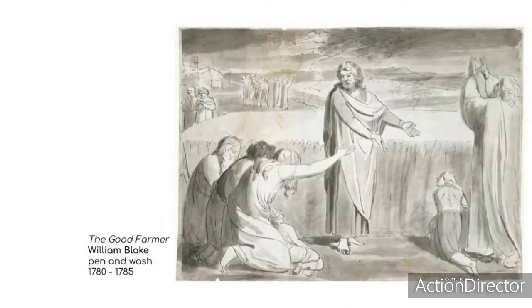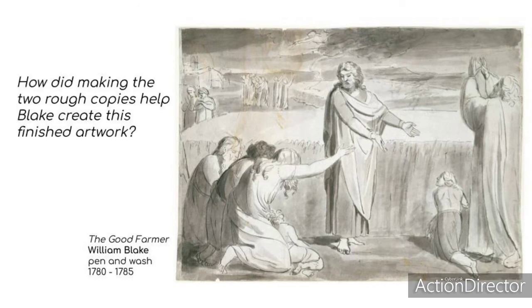Here's the finished piece of The Good Farmer, done in pen and wash by William Blake. How did making the two rough copies help Blake create this finished artwork? Without the rough copies, Blake could not have known which elements and details he wanted, nor how to draw them in his finished artwork.